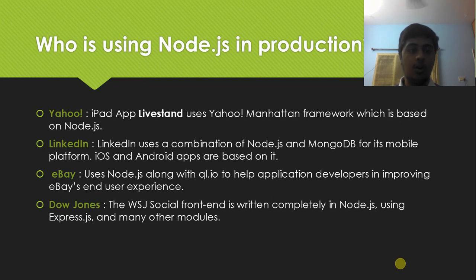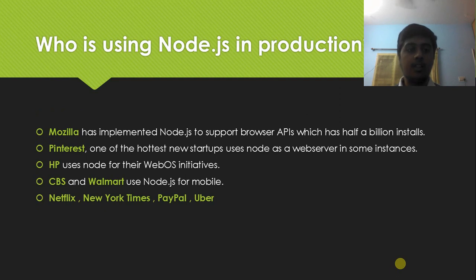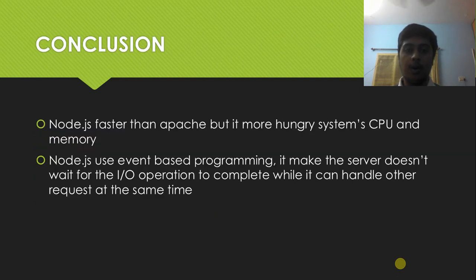It may be Yahoo, LinkedIn, eBay, or Dow Jones. Yahoo uses Node.js in an iPad app called LiveStand. LinkedIn also uses Node.js and MongoDB in its mobile platform. iOS and Android apps are also based on it. eBay uses Node.js along with ql.io to help application developers improve eBay's and the end user experience. Others include Mozilla, Pinterest, HP, CBS, Walmart, Netflix, New York Times, PayPal, Uber.